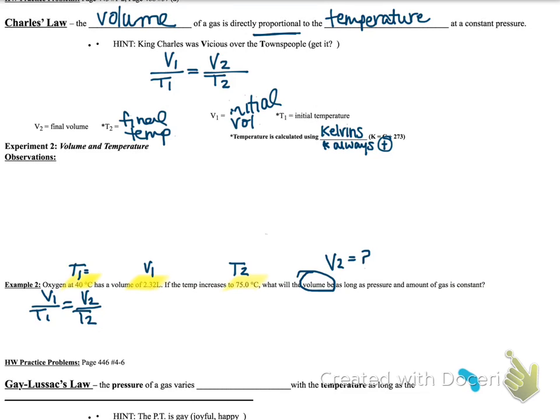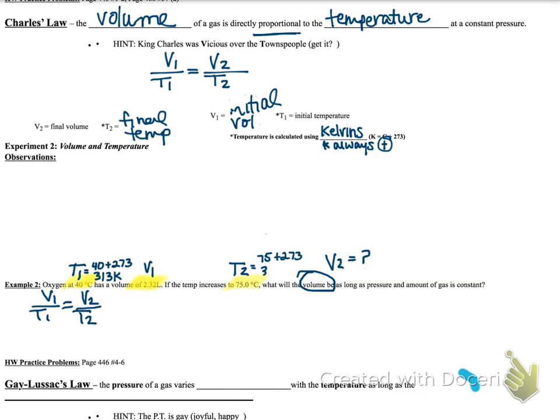So to go from degrees Celsius to Kelvin, we are just going to add 273. So 40 plus 273, our initial temperature. We don't have to think about this. We can just grab our calculator. 273 plus 40 gives us 313 Kelvin. And let's take a look at our final temperature. 75 plus 273. Go ahead and put that in our calculators.